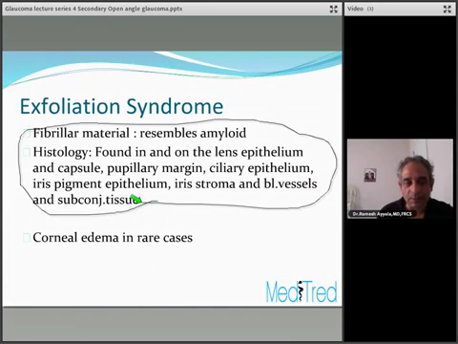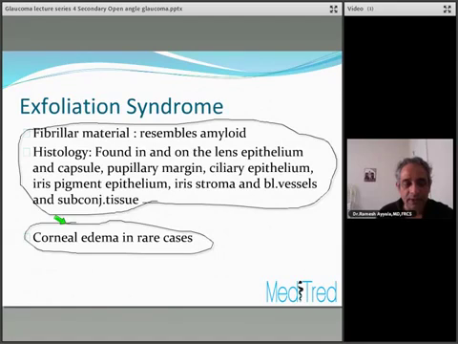So in all these cells, the basement membrane appears to be defective and produces this fluffy material that gets extruded from the cell surface and gets washed out into the anterior chamber. And this material can be found on top of the corneal endothelium, and rarely this can lead to corneal decompensation and corneal edema.